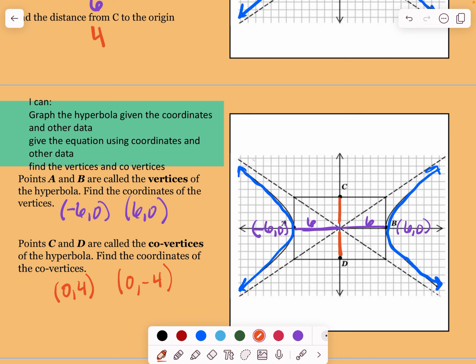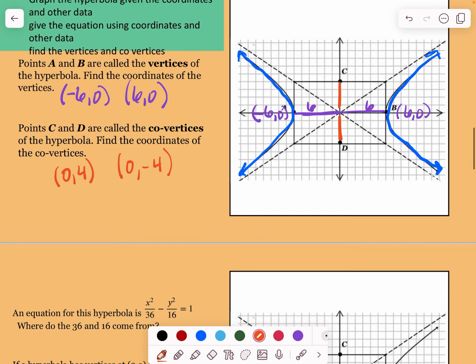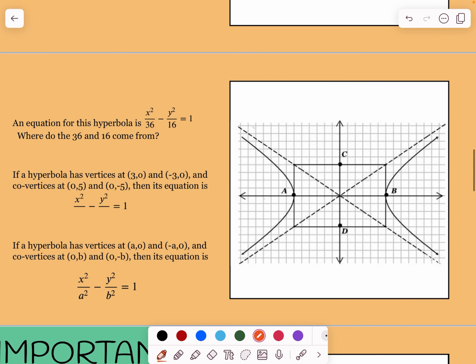Same as an ellipse. The shape starts to change though. Okay, same picture again, exact same picture again. Okay, I'm going to draw it in. This is my hyperbola.